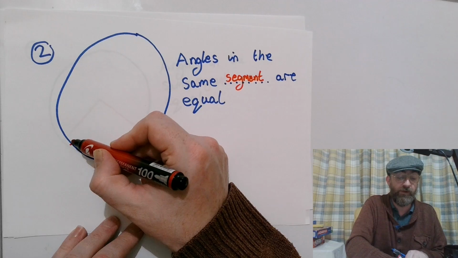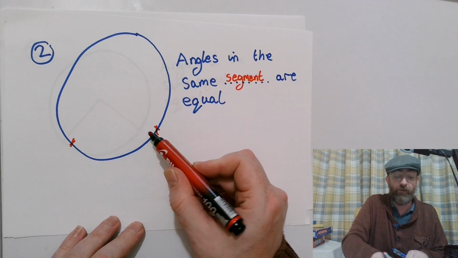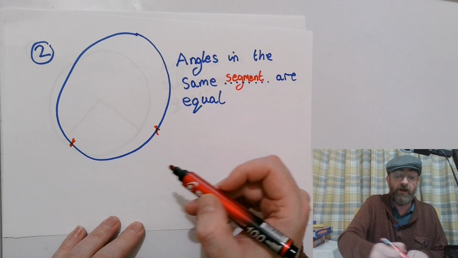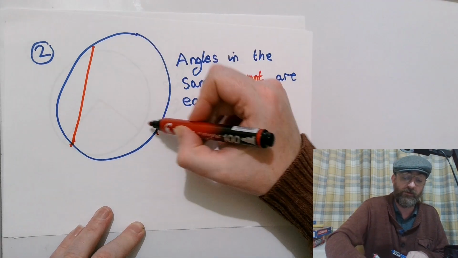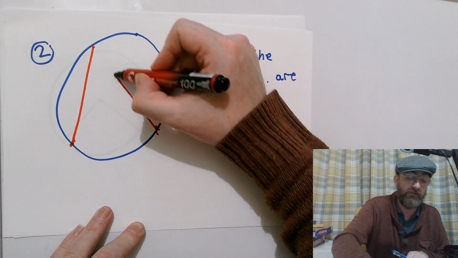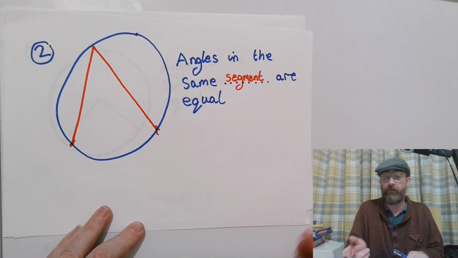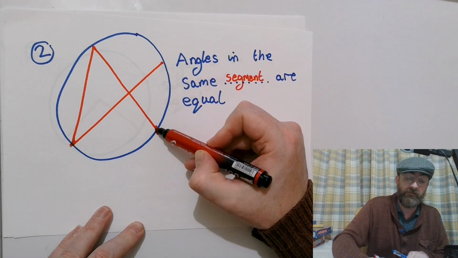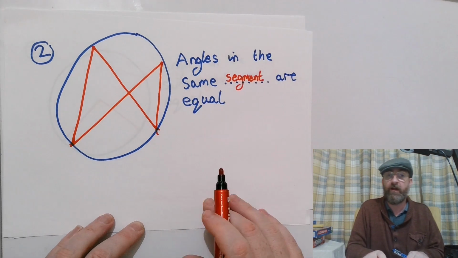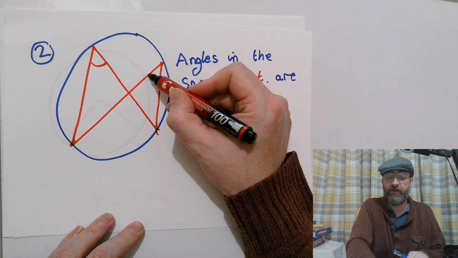So I've got two points here and here. If we were to draw the line in, we'd make a segment there. And we're going to draw an angle to the circumference. So here's an angle to the circumference. Lovely. Now I'm going to draw an angle anywhere else, so another angle on the circumference, here we go, one here. And we can see that this angle is equal to this angle here.